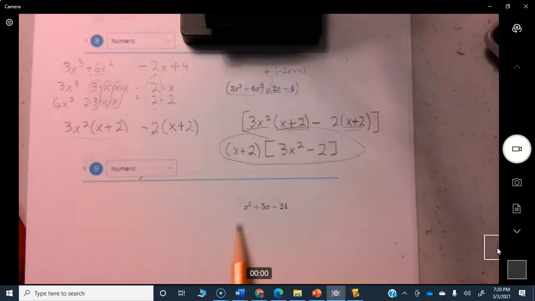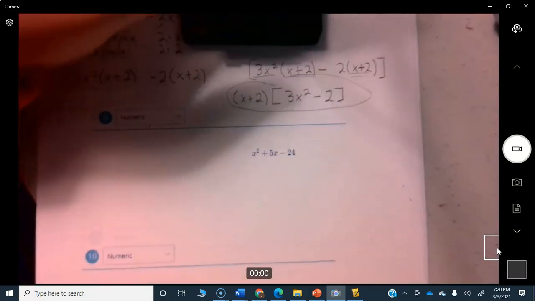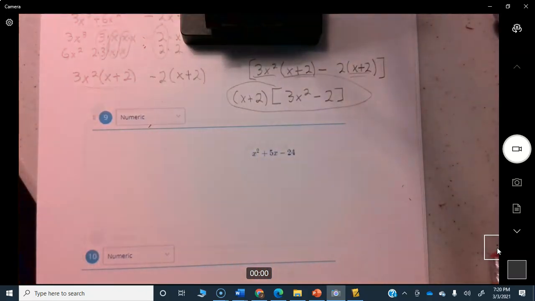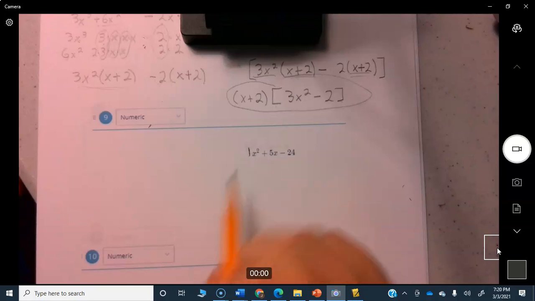Okay, now we're going to get into factoring a quadratic. I told you earlier we were going to skip one that kind of looked like this because it didn't factor, and we were going to get to some that do, so let's go ahead and do this. All right, so how do you do these? Well, there's no coefficient there, but if there were, it would be a 1.